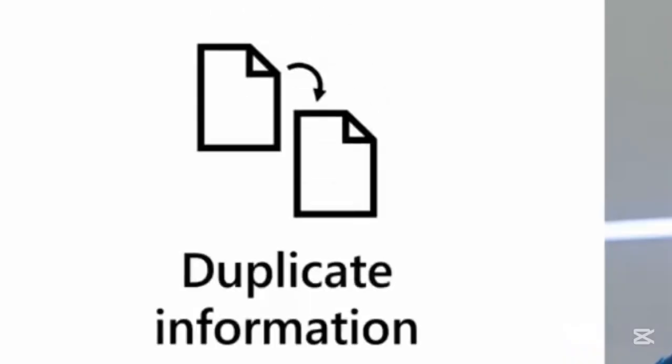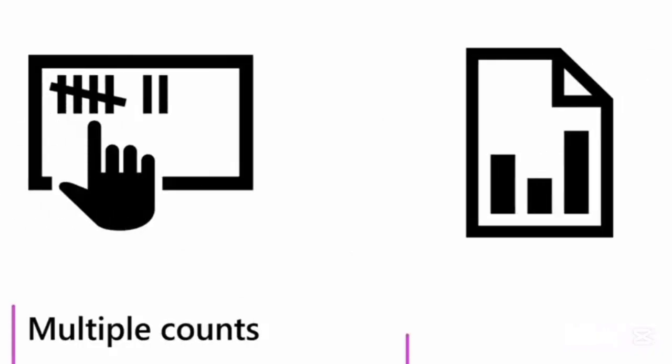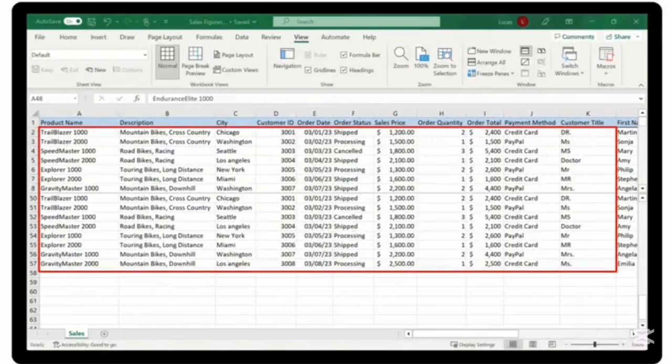A final common error to be aware of is duplicate information. Duplicate information in a data block distorts analysis results. Items can be counted multiple times and numeric results can be artificially inflated. Jamie might add sales figures from the previous week to the spreadsheet. If her colleague doesn't check for duplicate data, then those sales figures could be included in the results a second time.